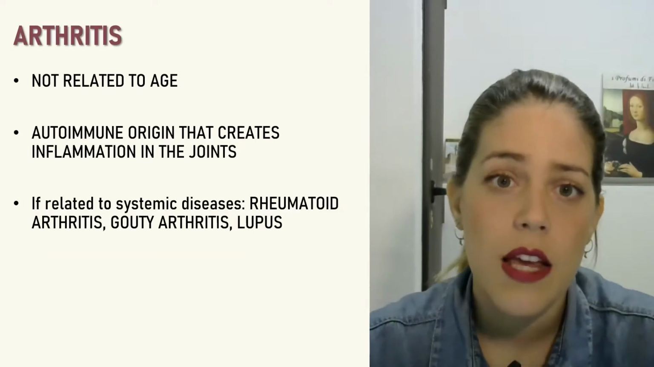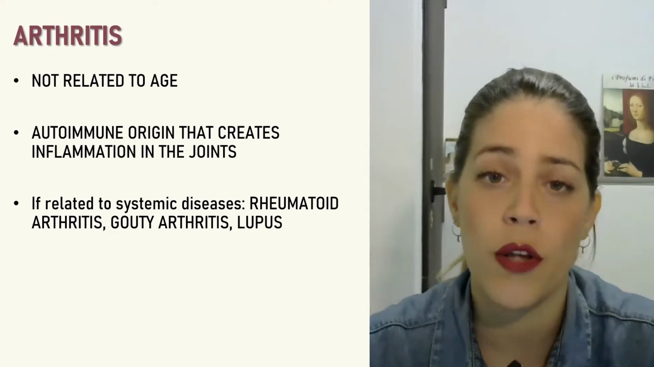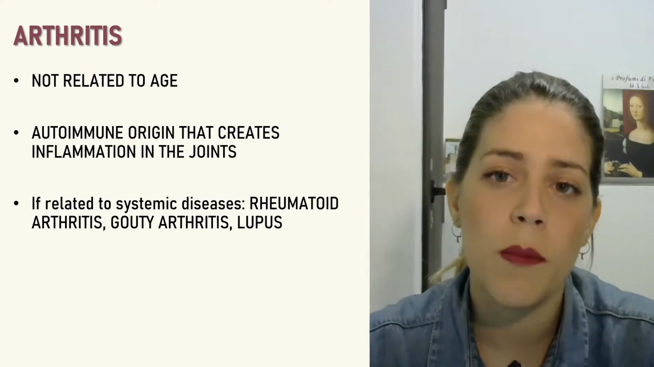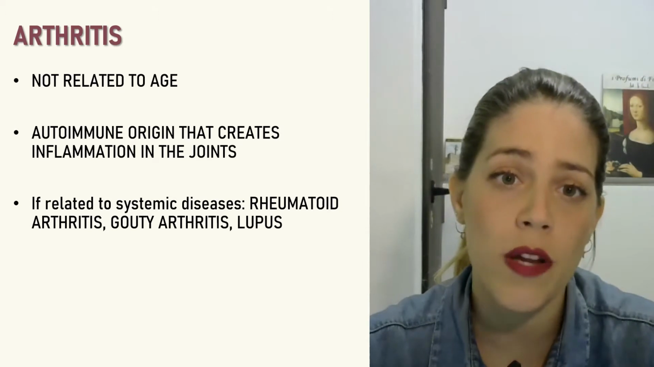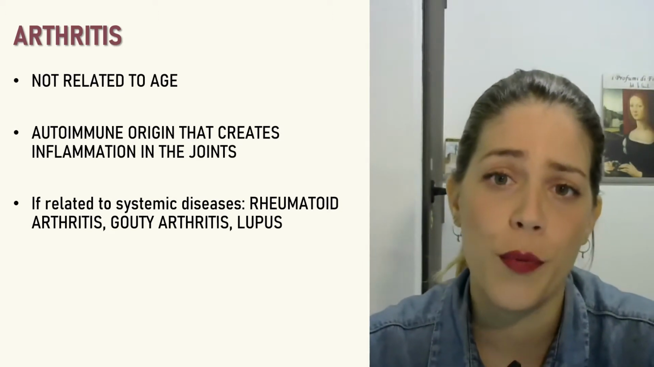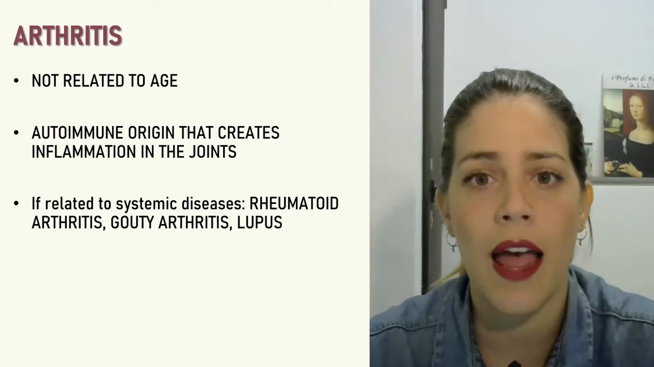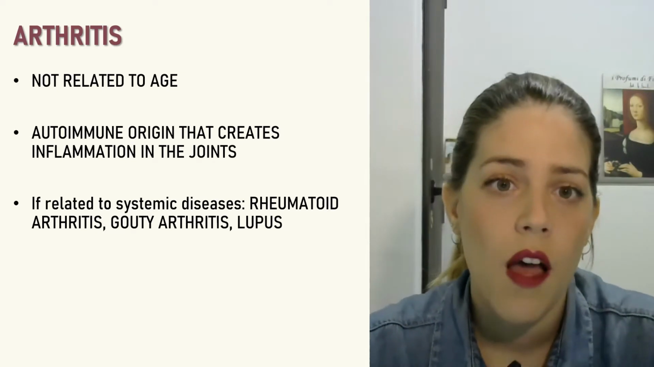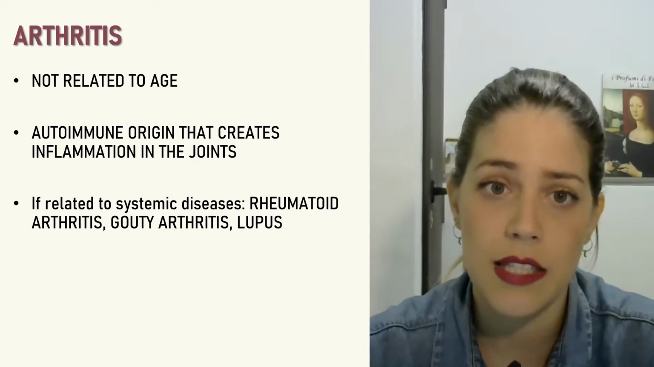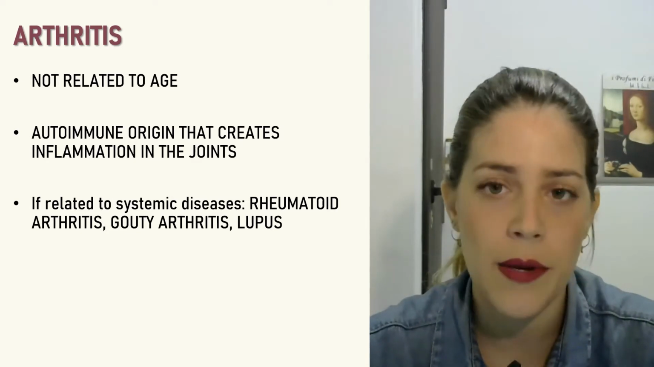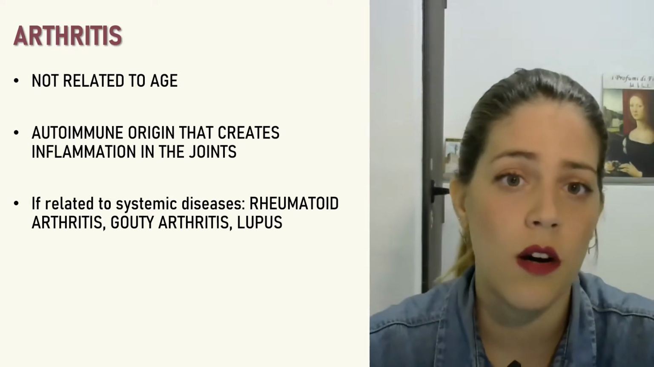Arthritis, on the other hand, is not necessarily linked to age and, unlike arthrosis, has an autoimmune inflammatory origin. That is, it is caused by the inflammation that cells of our defense system cause in the joints and other tissues. It therefore presents with all the classic signs and symptoms of inflammation, like redness, swelling, and heat in the affected joint. There are numerous forms of arthritis, in some cases related to systemic diseases, which therefore involve the entire body. These are, for example, rheumatoid arthritis, gout, or lupus.